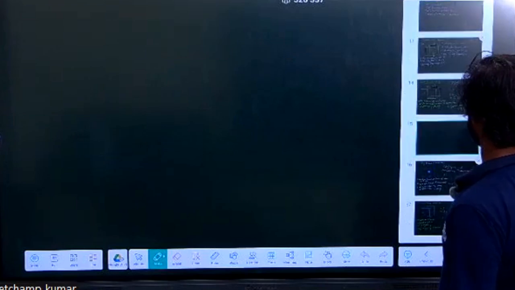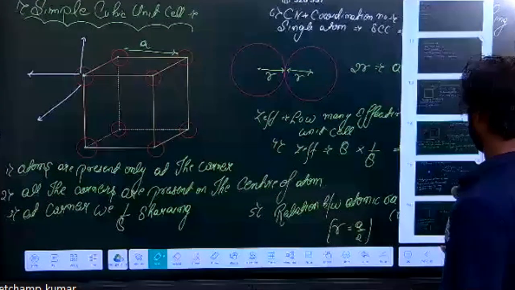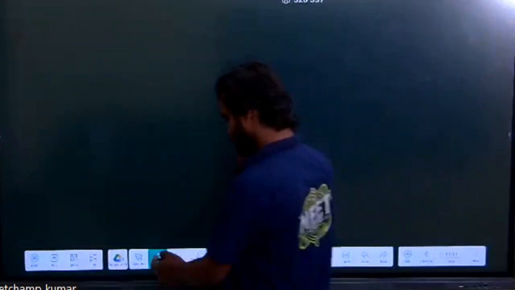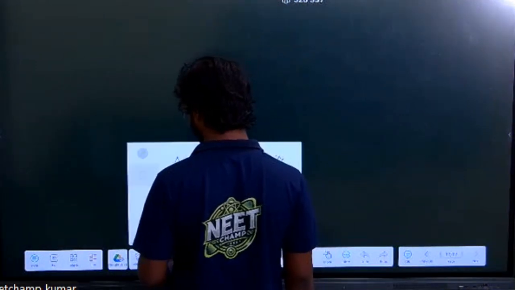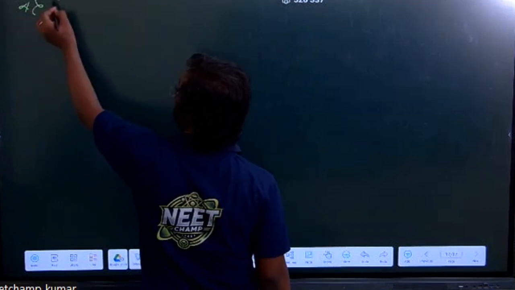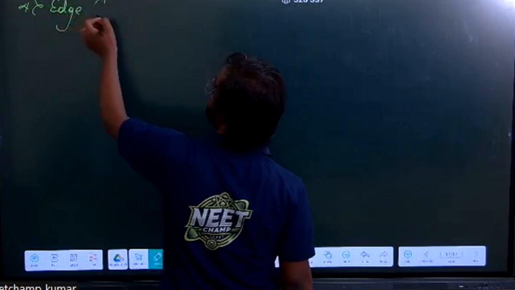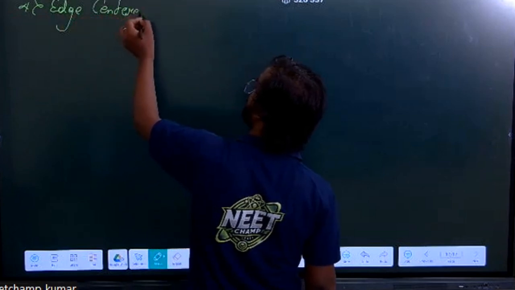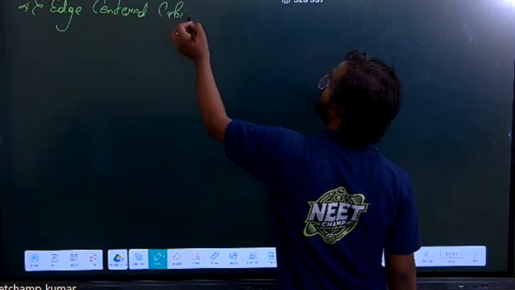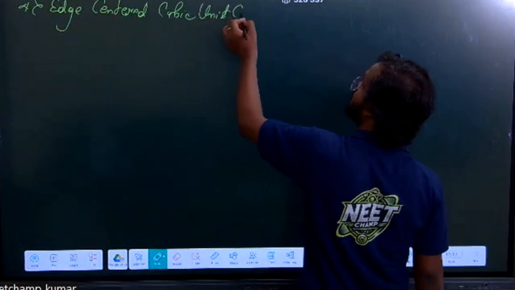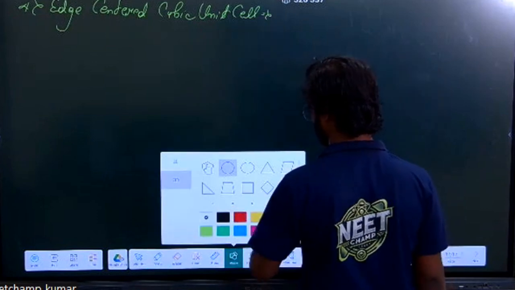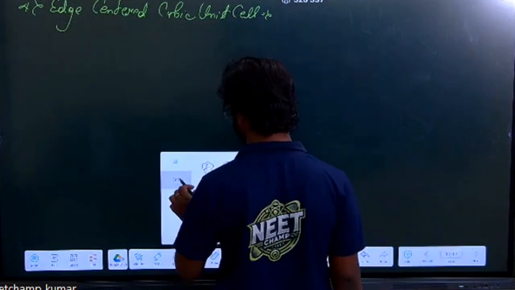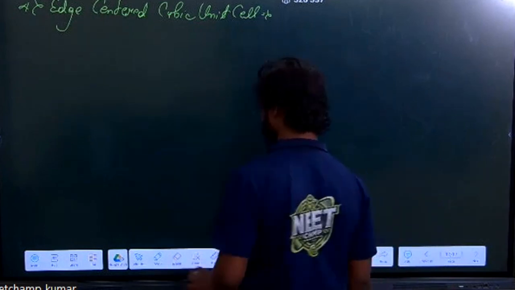So the last type of geometry, which is not that important. We will not go into that much detail. The last one is the end-centered cubic unit cell. If you talk about the end-centered cubic unit cell, there is no need to discuss a lot of things about it. You just need to know what the geometry looks like. No one asks anything more.